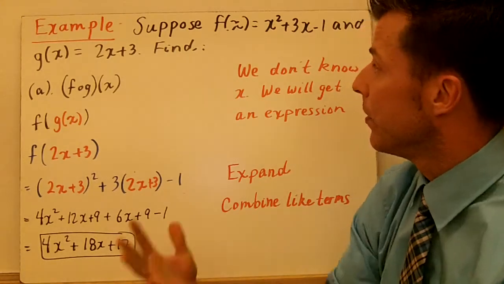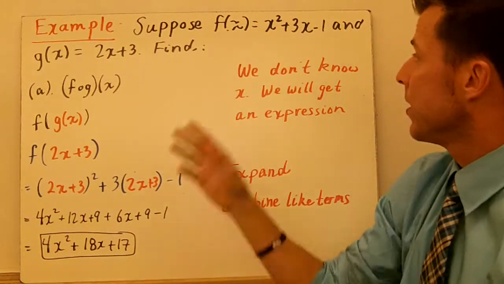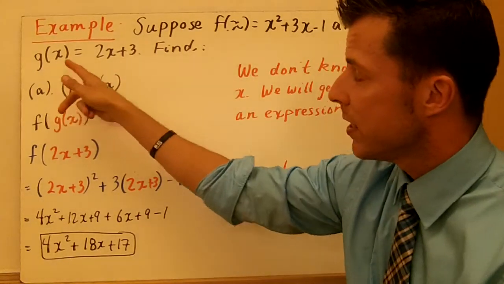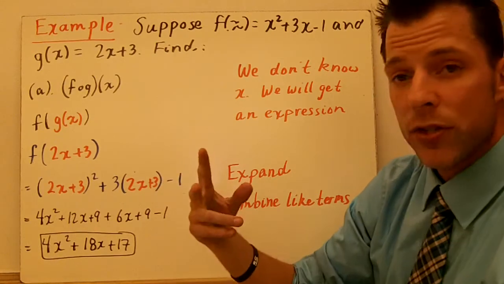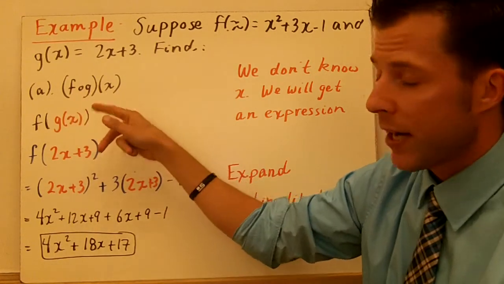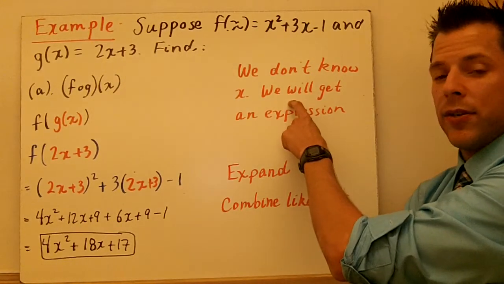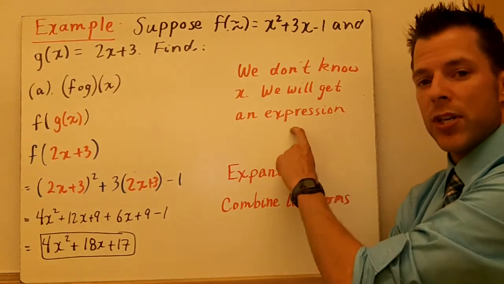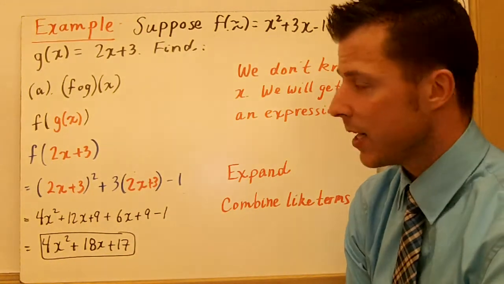Now, in this example, we've got, again, two functions. f of x equals x squared plus 3x minus 1, and g of x is going to be 2x plus 3. We're going to find two examples. So we have f of g of x. The important thing to realize here now is we don't have an x value. So what's going to happen is we're going to have an expression, we're not going to have a numerical answer as we did in the last example.